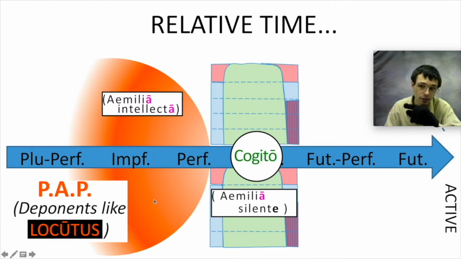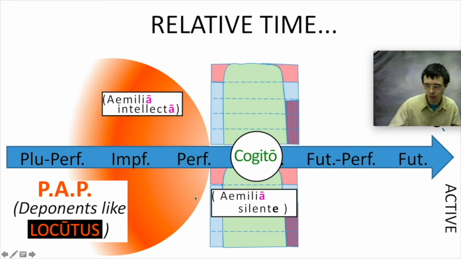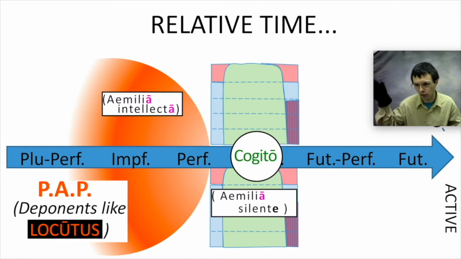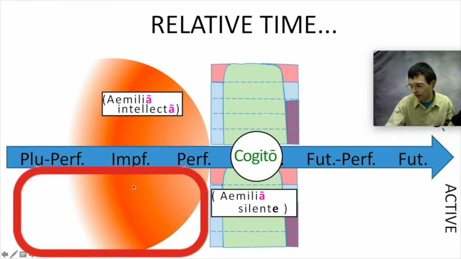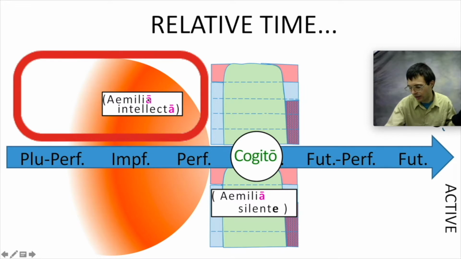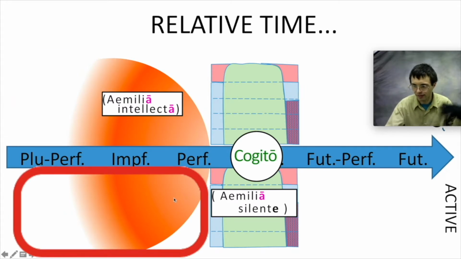Well, you did, didn't you? It's the same as a perfect passive participle, but for deponents. So yes, you could have this quadrant down here if you had a deponent like loquor, loqui, locutus sum. You would have Aemilia locuta, with Aemilia having spoken. But that's only for deponents, so that's an exception, so I don't put it on the chart. The only reason it's down here is because it would be up here, except that it's a deponent. So if I could drag intellecta down there and change it to locuta, then that would work.